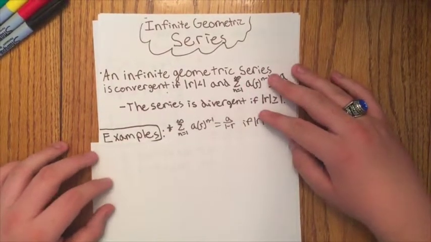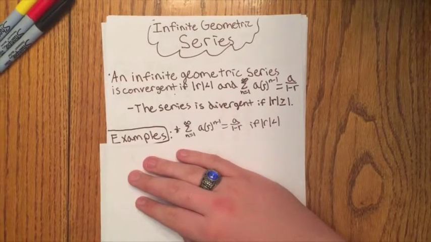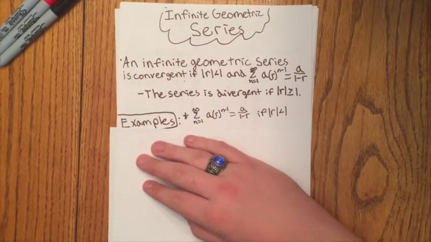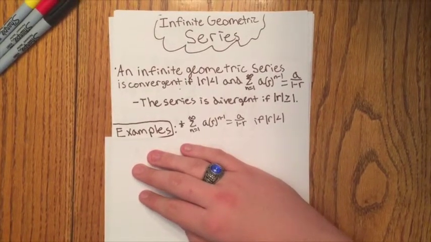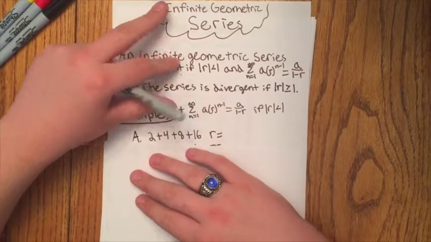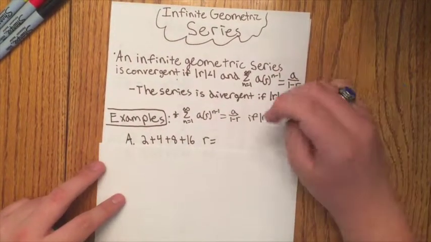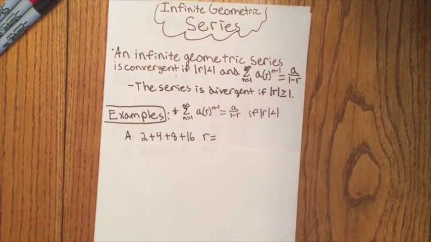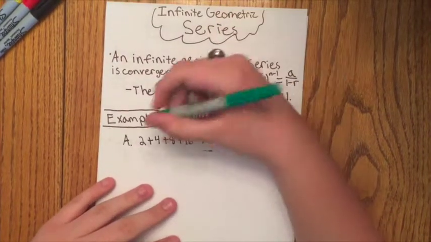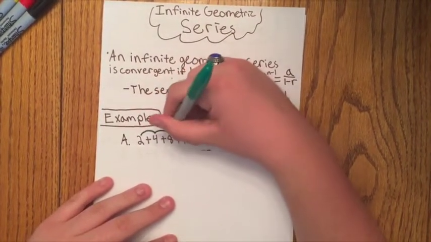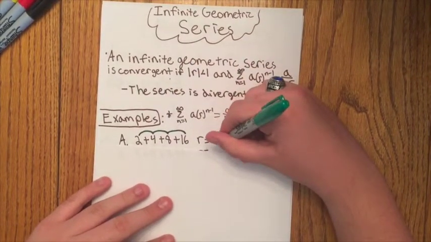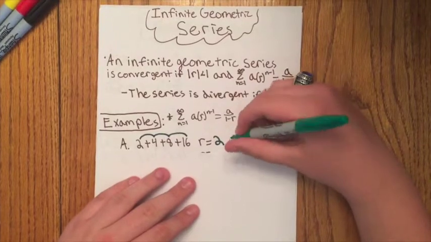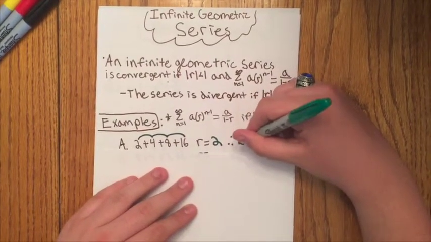So here we have some examples, and these will remind you that the summation from n equals 1 to infinity of a r to the n minus 1 is equal to a over 1 minus r as long as r is less than 1. Example A is a simple series: 2 plus 4 plus 8 plus 16. Since every number is multiplied by 2, r is equal to 2, which is the constant that each consecutive number is multiplied by. So since r is equal to 2, this series is therefore divergent.